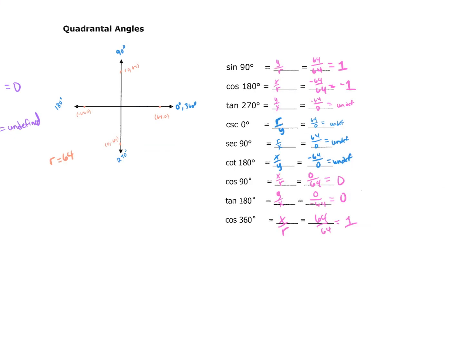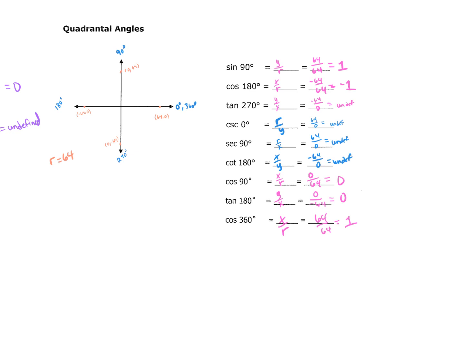So looking at the ratios, we're just deciding, is it x over r, x over y, whatever, right? And then we're looking at that particular coordinate, and then we're looking at that ratio. So our answers are 0, undefined, 1, or negative 1 for all of these quadrantal angles, okay?